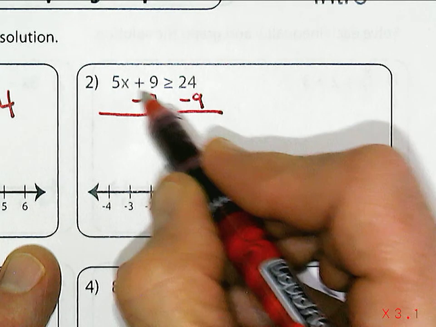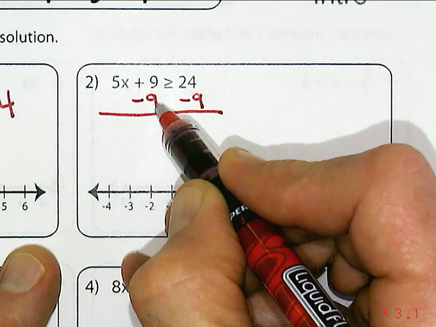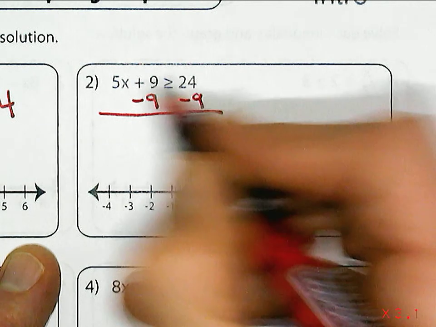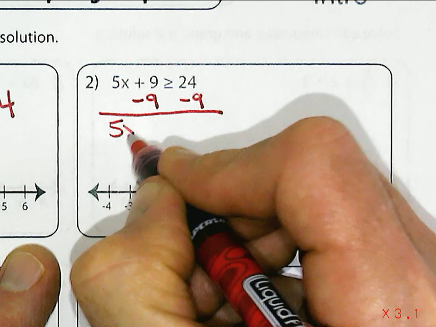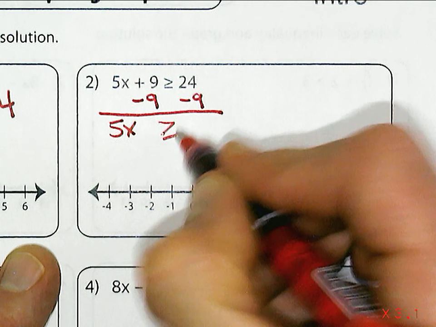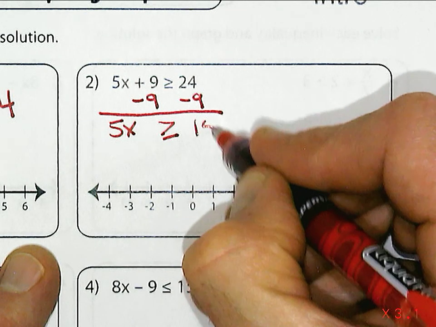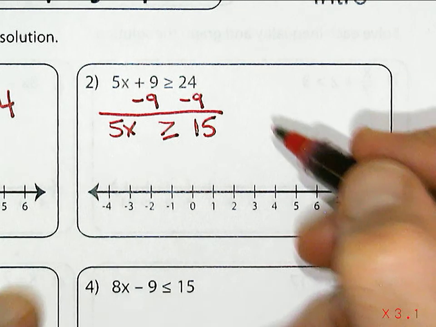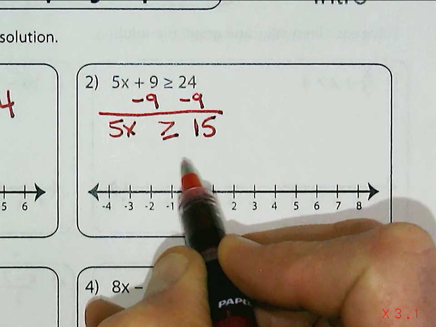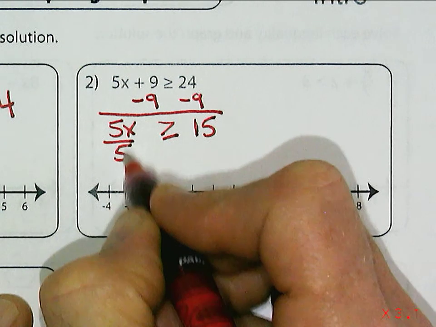And the way I do that is by adding the opposite to it. Opposite of plus 9 is minus 9. When you put those two together, they make a 0. And 0 I don't need to worry about. I need to keep track of that 5x that's still there. And it says it's greater than or equal to 24 minus 9, which will be 15. And now I have 5 times x is greater than or equal to 15. And so I'm going to divide both sides by 5 so that I can get the x alone.